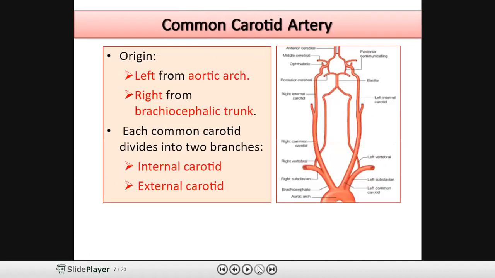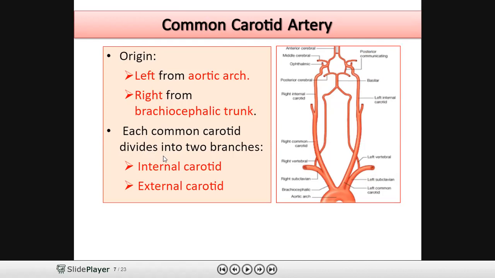Okay, good. So let's look at the common carotid artery. So we said the common carotid artery, where is the origin? On the left side, the common carotid artery originates directly from the aortic arch, as we see here. But on the right side, the common carotid artery originates from the brachiocephalic trunk, as we see here.